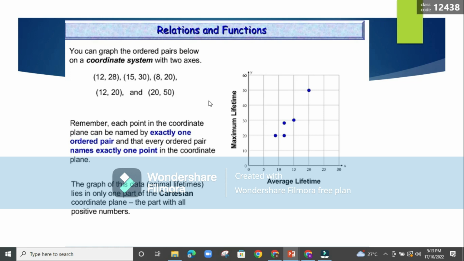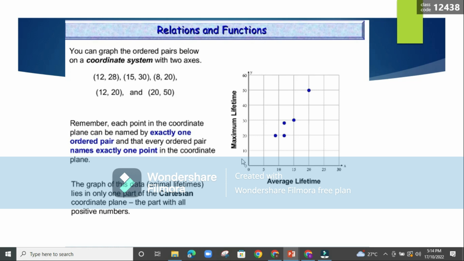Remember, each point in the coordinate plane can be named by exactly one ordered pair, and every ordered pair names exactly one point in the coordinate plane. The graph of this data, the animal lifetimes, lies in only one part of the Cartesian coordinate plane, the part with all positive numbers. As we know, these are all positive numbers, so we will be dealing with quadrant 1. In the first quadrant, our y and x coordinates are both positive.